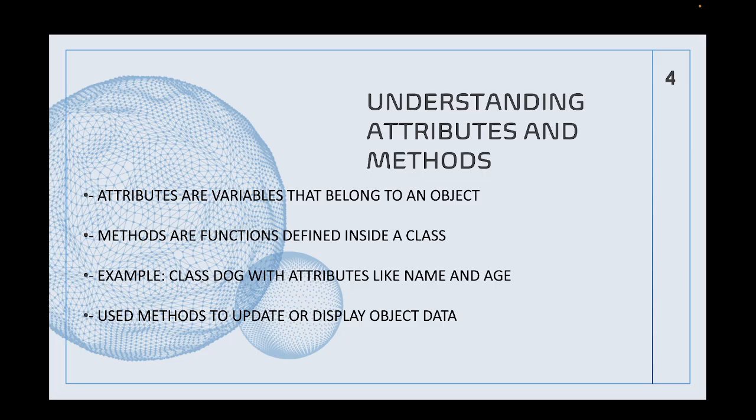Understanding attributes and methods. Attributes are variables that belong to an object. Methods are functions defined inside a class. An example would be class Dog with attributes like the name and the age, and using methods to update or display object data.